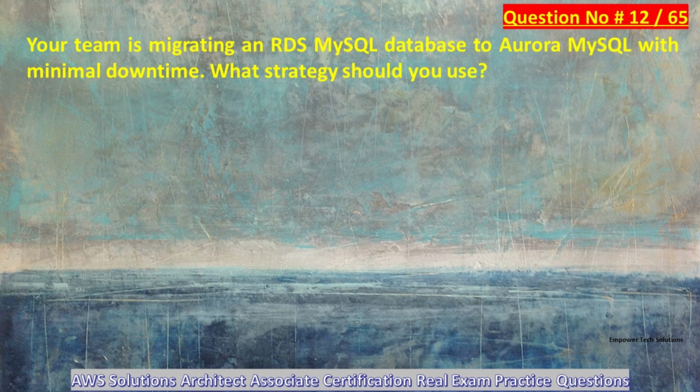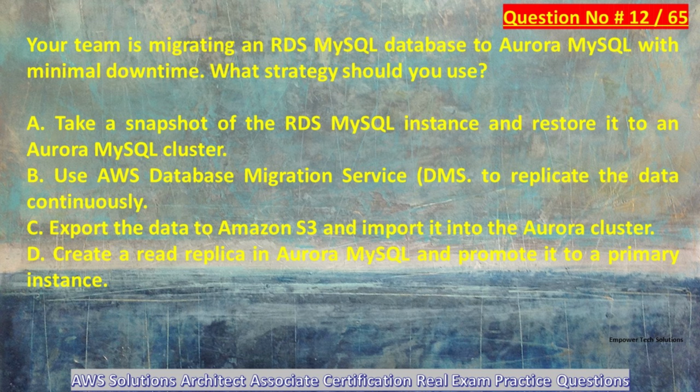Your team is migrating an RDS MySQL database to Aurora MySQL with minimal downtime. What strategy should you use? A. Take a snapshot of the RDS MySQL instance and restore it to an Aurora MySQL cluster. B. Use AWS Database Migration Service, DMS, to replicate the data continuously. C. Export the data to Amazon S3 and import it into the Aurora cluster. D. Create a read replica in Aurora MySQL and promote it to a primary instance.